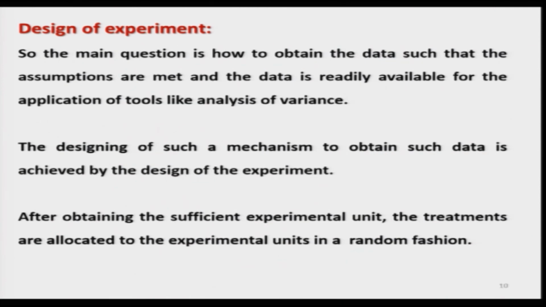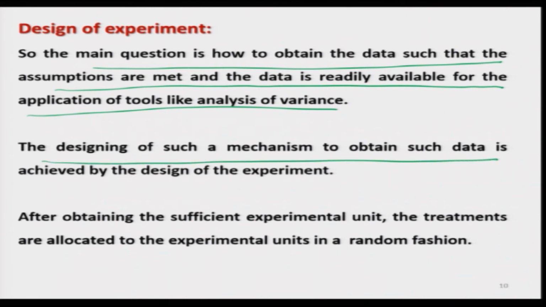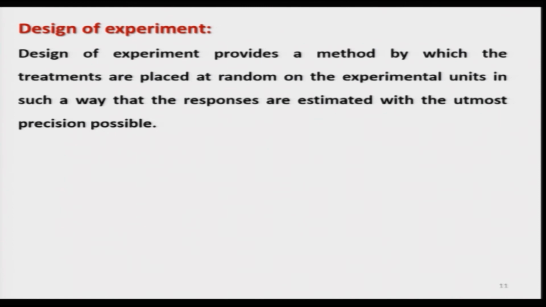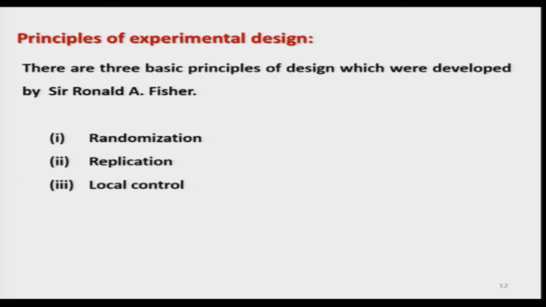Right. So, the main question now is how to obtain the data such that the assumptions are met and the data is readily available for the application of tools like analysis of variance, and this can be another statistical tool also. The designing of such a mechanism to obtain such data is achieved by the design of the experiment. Right. After obtaining sufficient experimental units, the treatments are allocated to the experimental units in a random fashion, and then we collect the observations. The design of experiment provides a method by which the treatments are placed at random on the experimental units in such a way that the responses are estimated with the utmost precision possible.